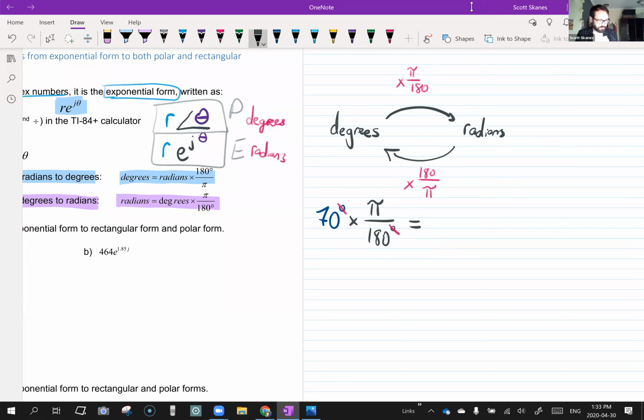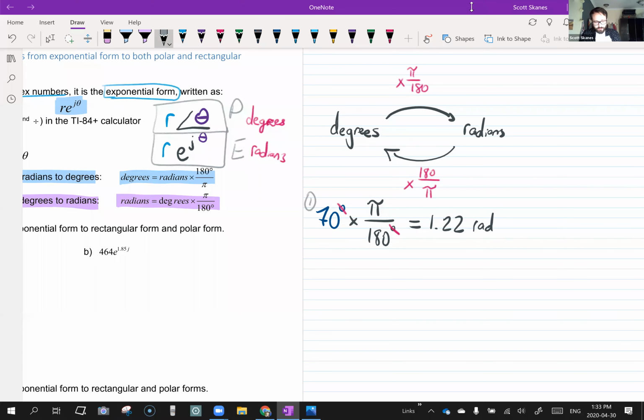So this is kind of just a basic example. I'll take 70 times pi. You should know where your pi button is on your calculator. It's in the bottom right. Times pi over 180. This gives me 1.22, and that's radians now. So I'll just say rad, R-A-D or R-A-D-S. That would be kind of example one.